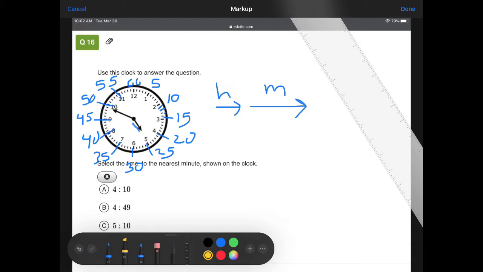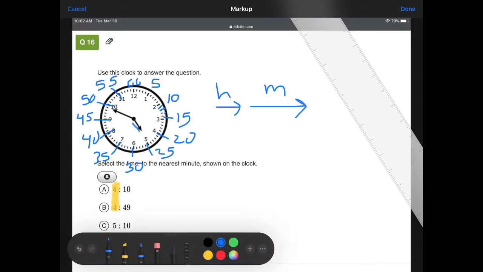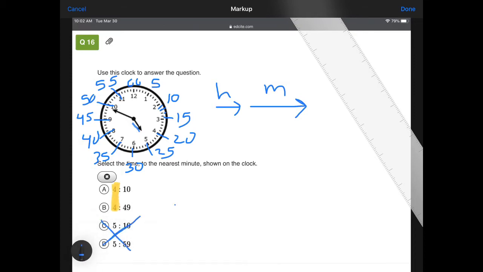So that means it's 4, so it can be one of those. Because if we say the 5, that means it already went past the 5. It did not get to the 5 yet. It's almost to the 5. It's still at the 4.